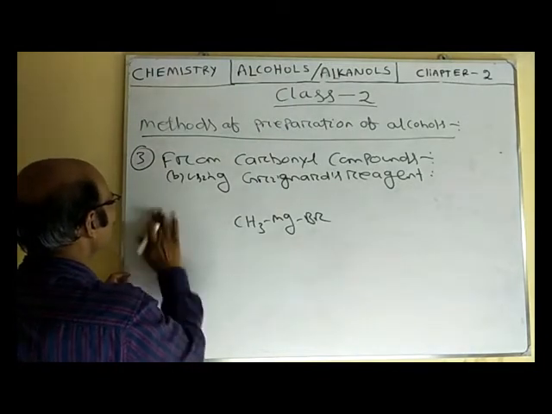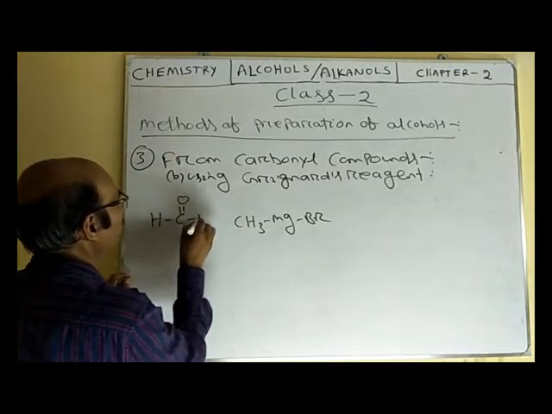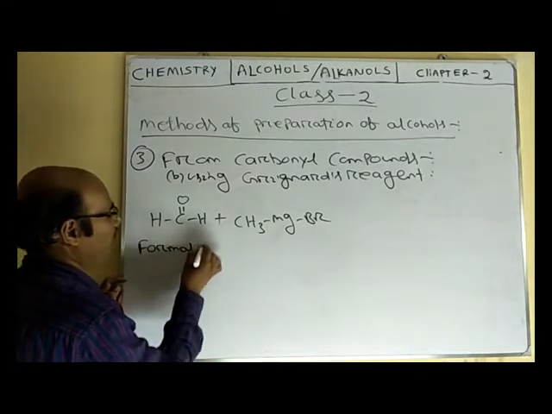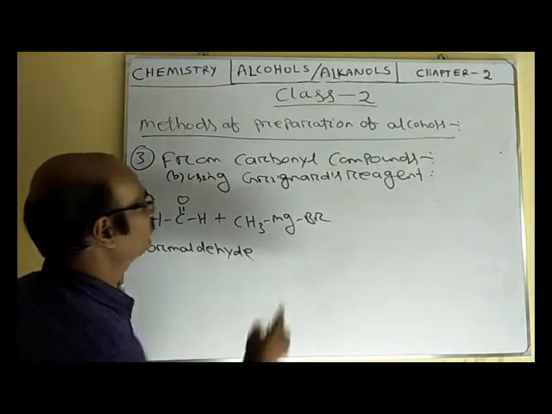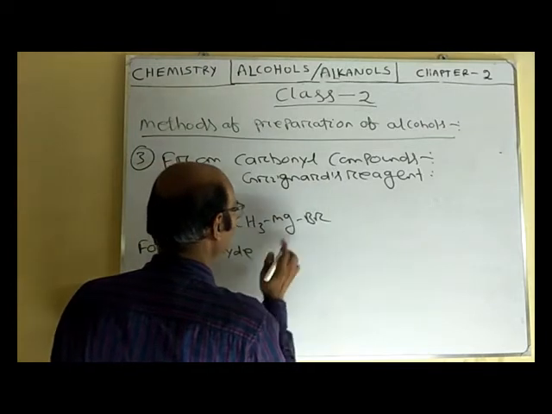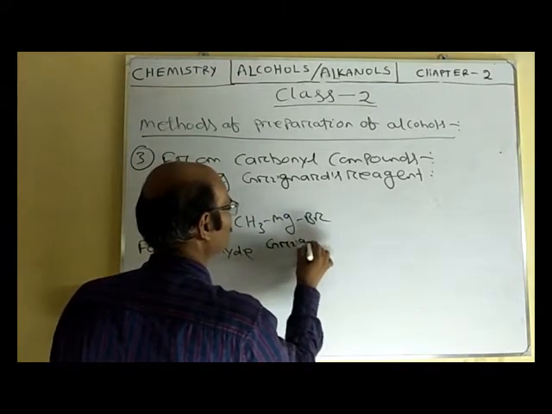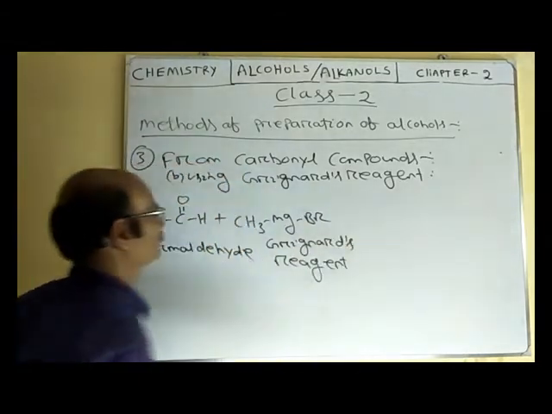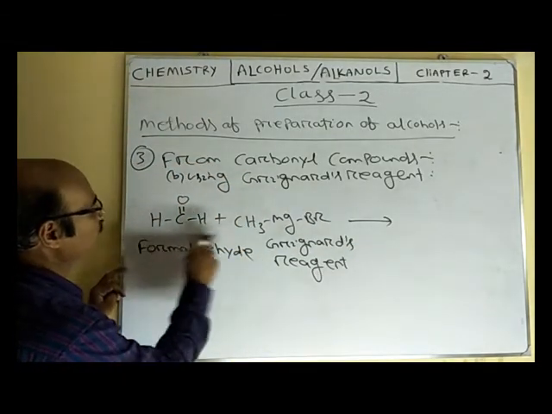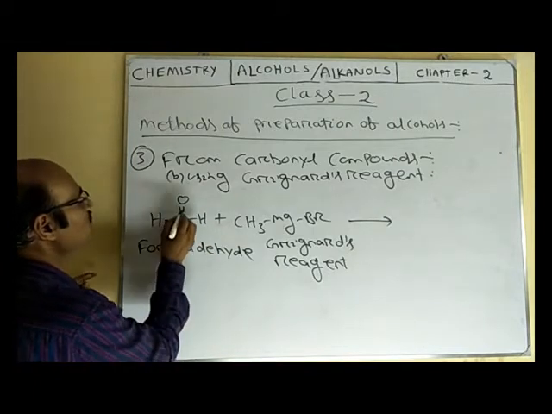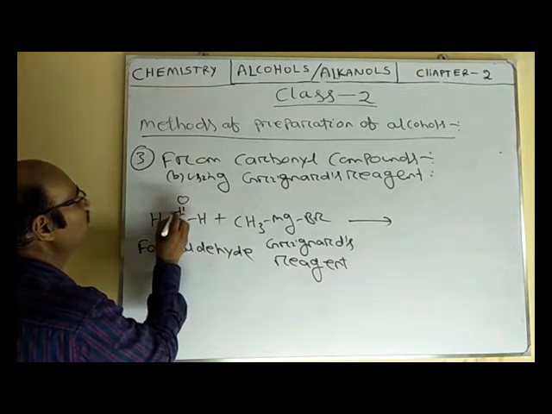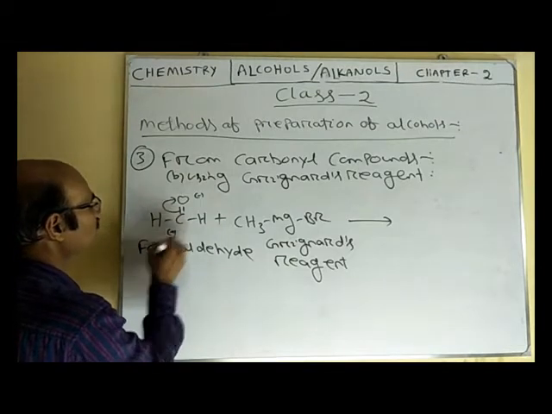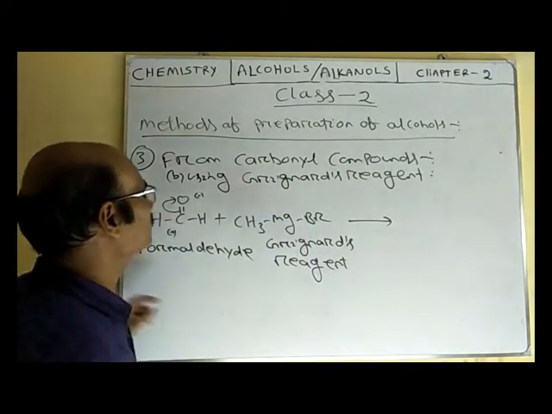Now, if I take suppose formaldehyde, this is your formaldehyde. This is your methyl magnesium bromide, called Grignard's reagent. Now see here, this is formaldehyde. See the C=O bond, this is a sigma and pi bond. Now this pi bond can be shifted to the oxygen atom. So minus here and plus here. Now CH3MgBr, CH3.